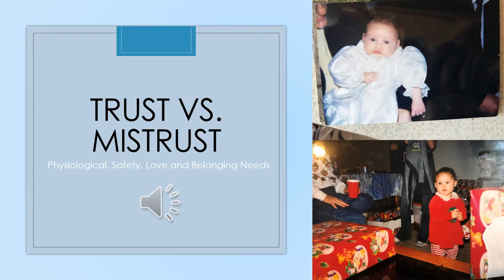If the child is able to have stability and care that is consistent, they will develop that trust with their family and with the rest of their surroundings. However, if not, they will feel scared and they will develop that mistrust.